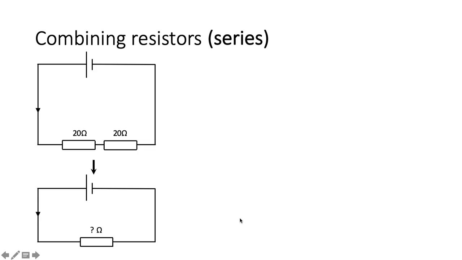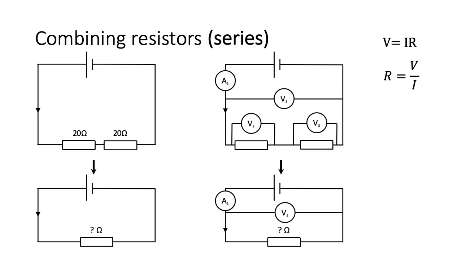Let's look in more detail at series. For a series circuit, we can set up a series of ammeters and voltmeters, arranged like we've just seen. We know that V equals IR, therefore we know that R equals V divided by I. Therefore, the total resistance, which is what this one is here, must equal the potential difference across it divided by the current through it.